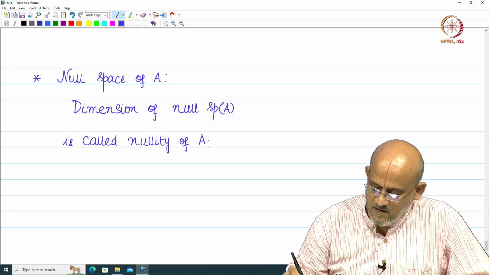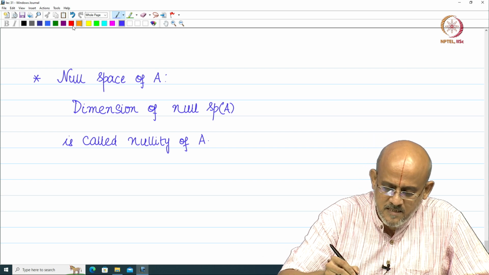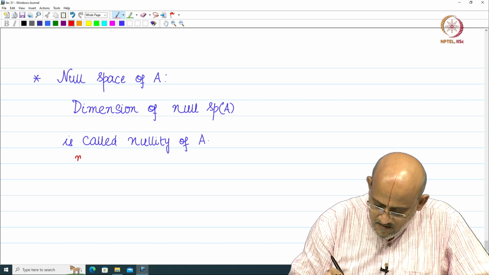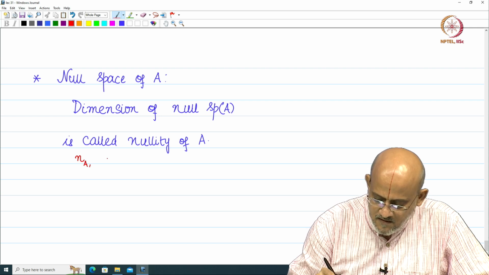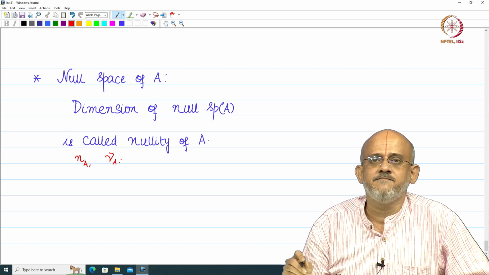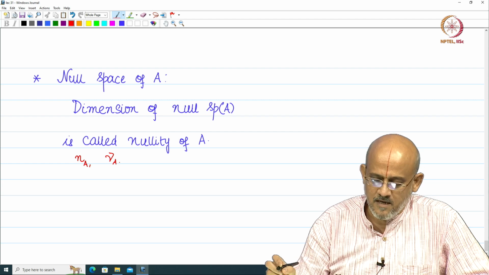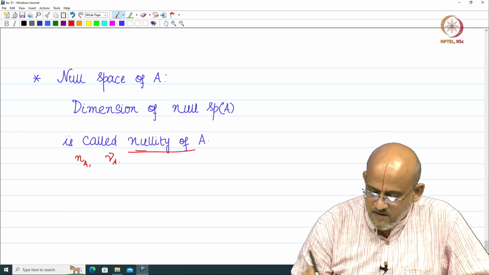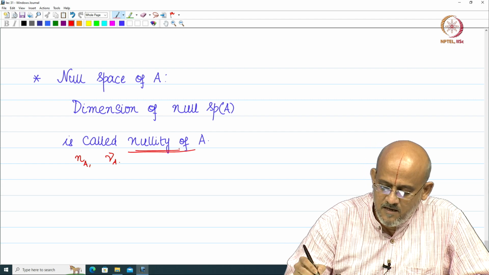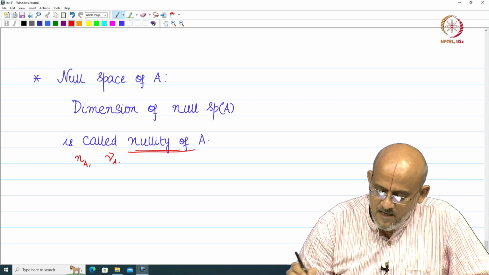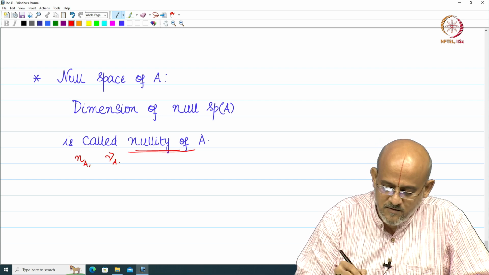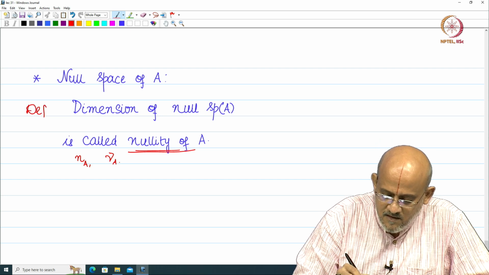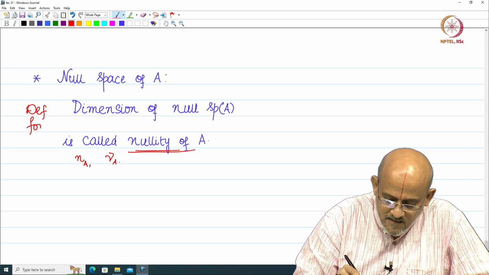Okay. And typical notations are lowercase n comma A, nu comma A. So, this is the nullity. If you consider the null space of A, the dimension of the null space of A is basically called the nullity of A. So, that is the definition for nullity.